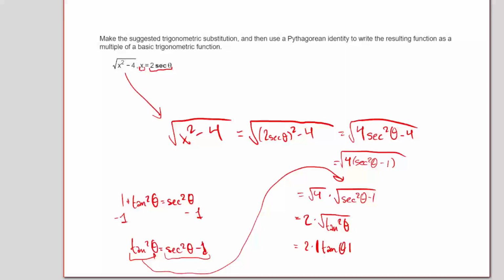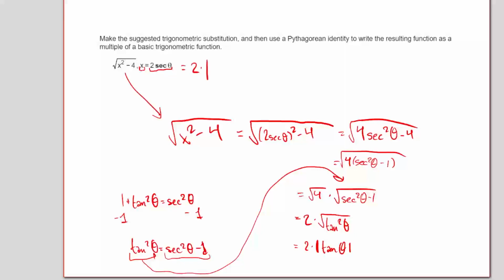Because if we had a negative number in here, it wouldn't really work out. Then we'd have the square root of some number equal to a negative something, and we can't have that because the square root is always positive. So we have to have this absolute value out here. And there we go, that's our answer.